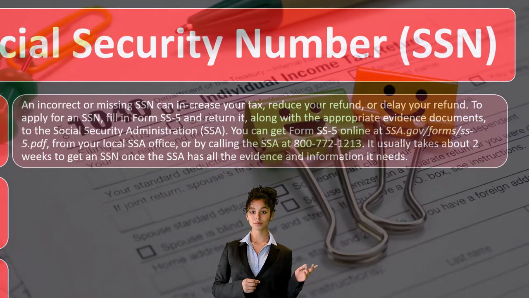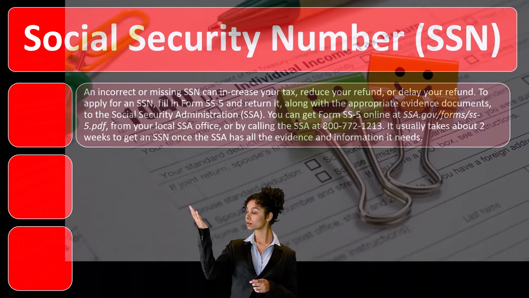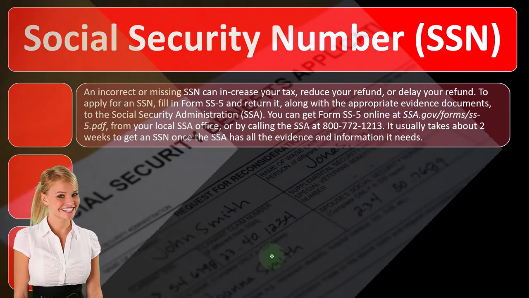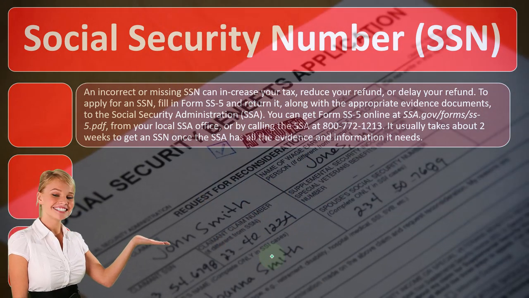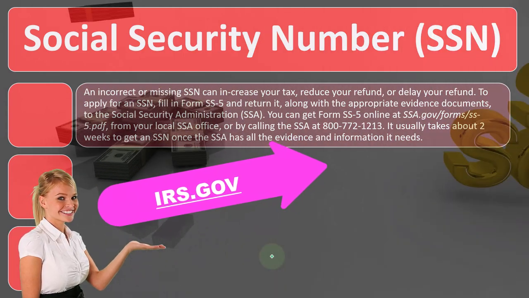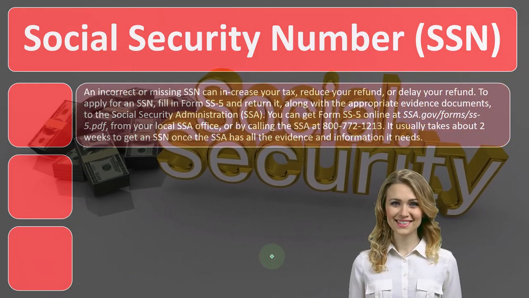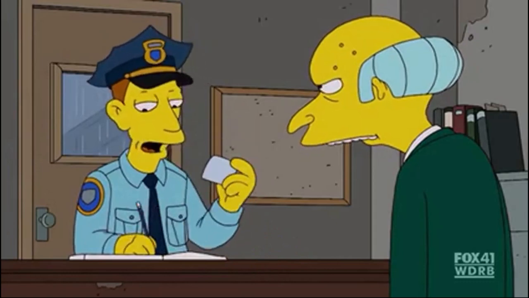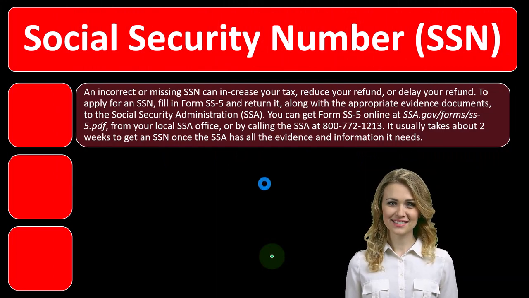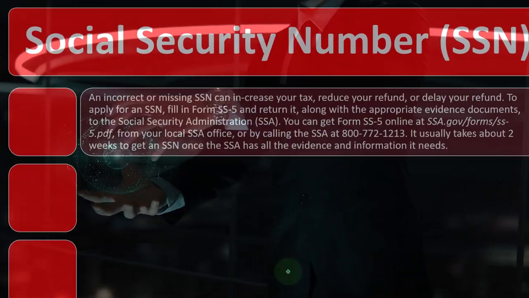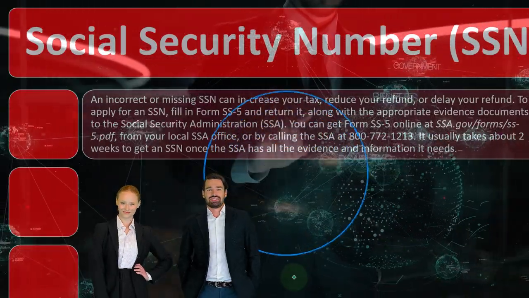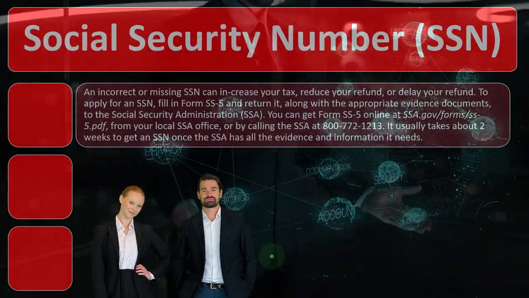So an incorrect or missing SSN, which is Social Security number, can increase your tax, reduce your refund, or delay your refund. To apply for an SSN, you can fill in form SS-5. You can find that on the IRS website. You can search for it at irs.gov, and return it along with the appropriate evidence documents to the Social Security Administration, the SSA, another government entity, not the same as the IRS. They're going to handle that type of identification information, which of course the IRS communicates with and needs to line up when they're processing the tax returns.